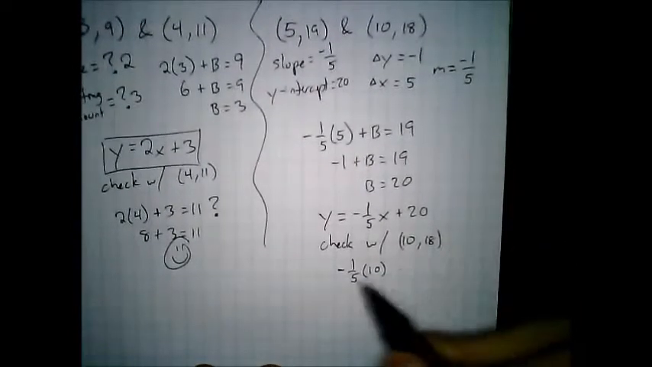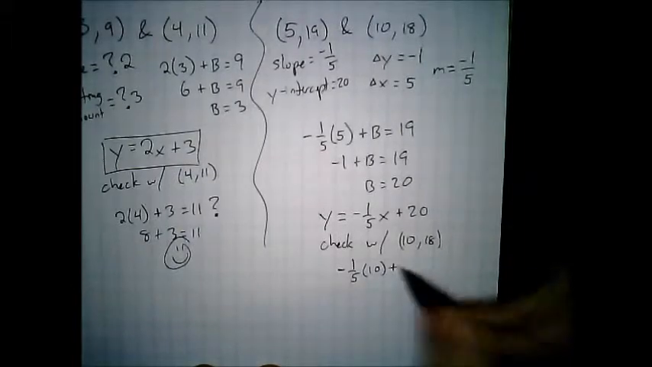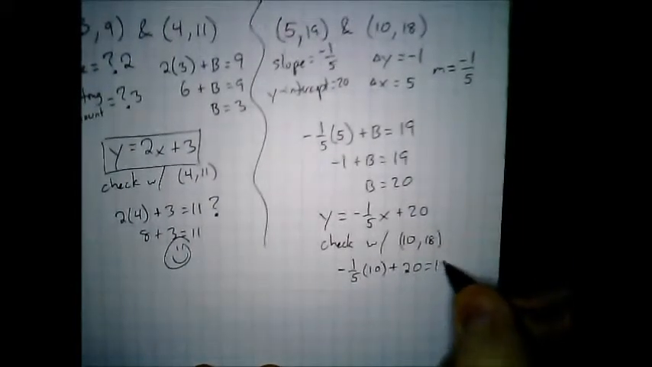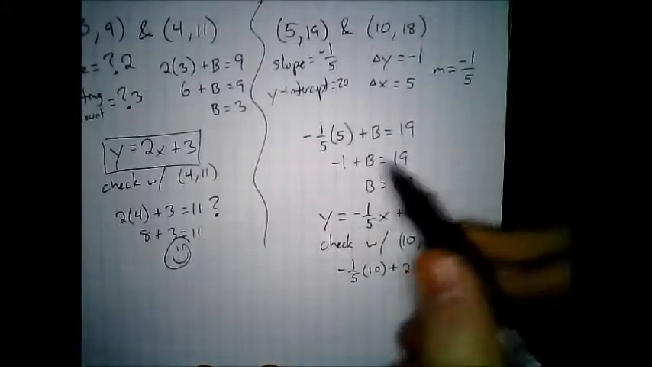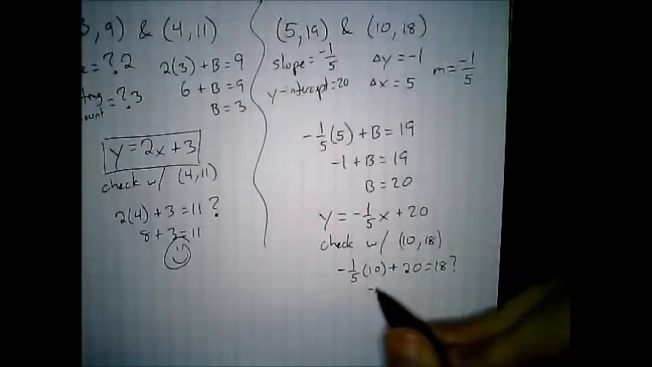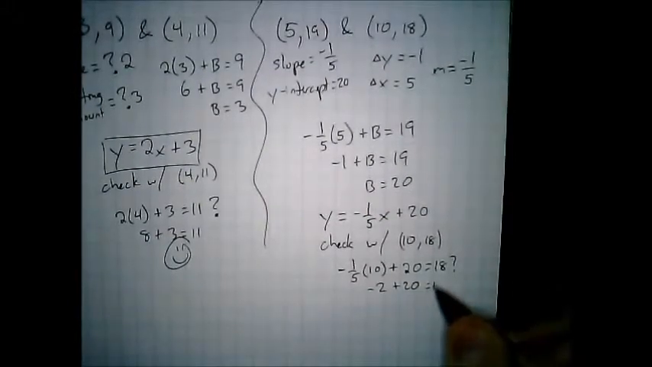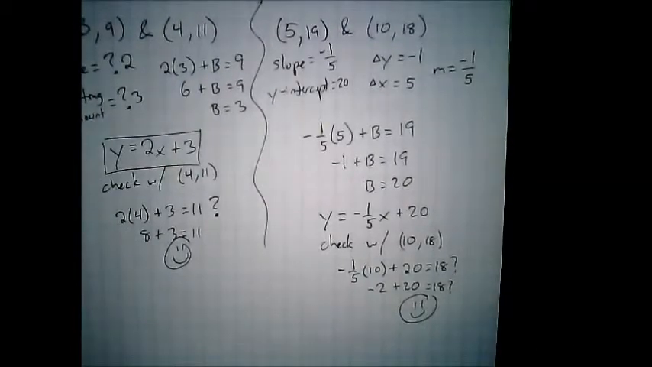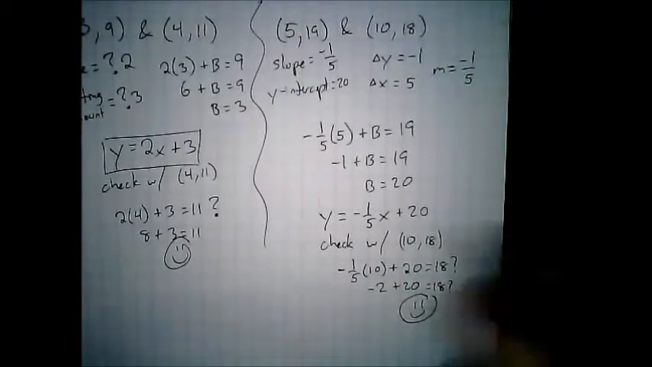So if we were to substitute negative 1/5 times 10 plus our b value, do we get this 18 that we want? If we would have used this point to figure out our b, we'd get the same thing. Well, negative 1/5 times 10 is negative 2. Okay, negative 2 plus 20 is 18. It's exactly what we want.